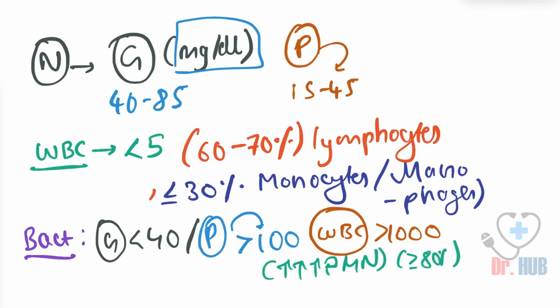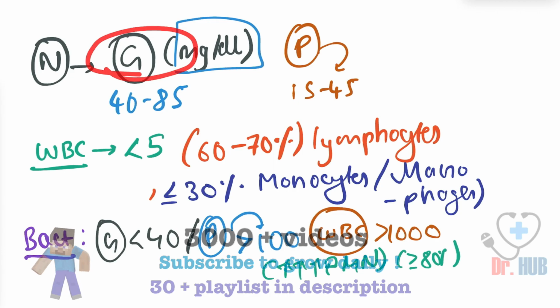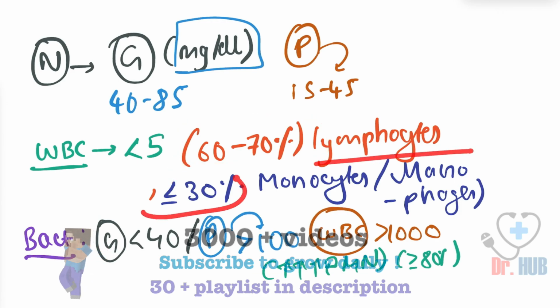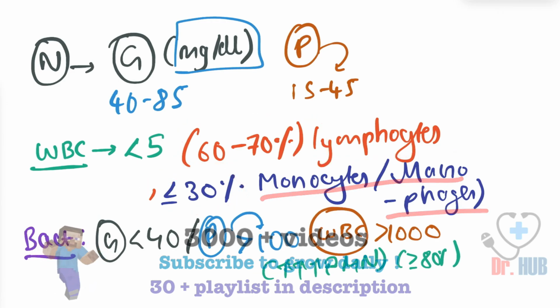Just to recap what we did in this slide, we have discussed the normal value of the CSF. We have the glucose finding, the protein, as well as the WBC. These are the main aspects we are going to look at. Glucose and protein are measured in mg per dl, and WBC is measured per microliter. The normal value of glucose is 40 to 85, protein is 15 to 45, and WBC is less than 5, with 60 to 70% lymphocytes, and less than 30% monocytes and macrophages.